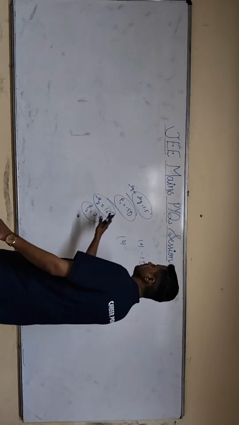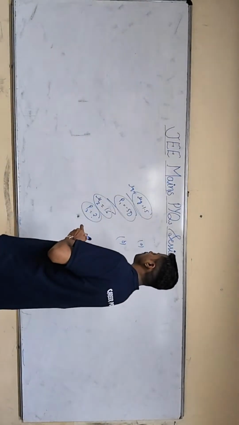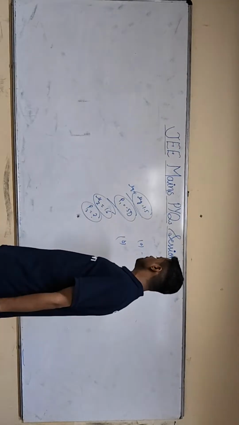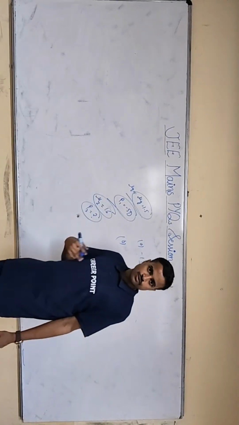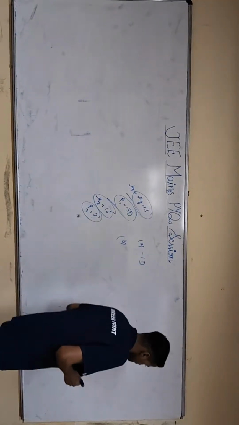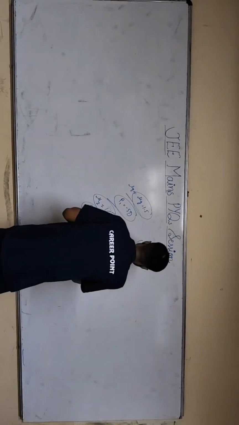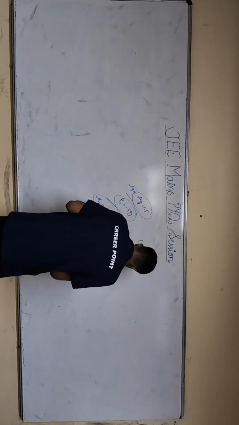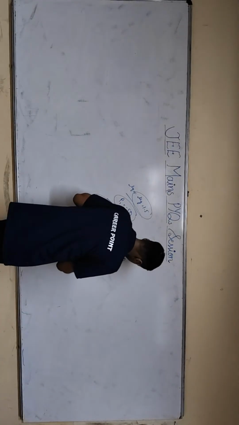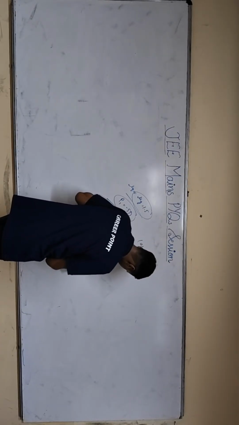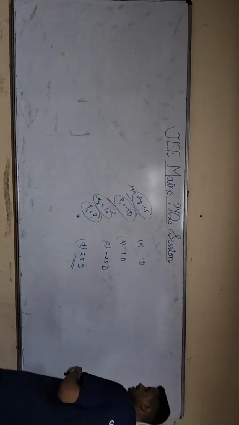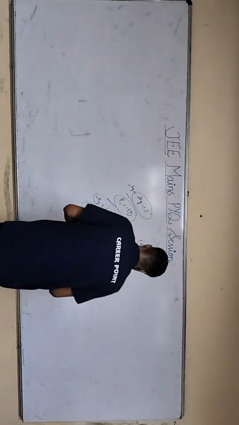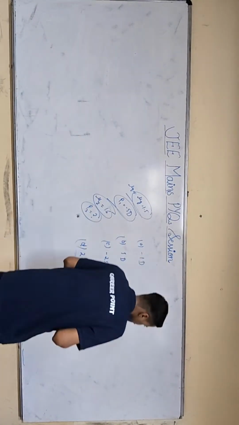Means you have these values. Mu 1 is 1.5, the optical power is minus 5, and similarly when the refractive index is 1.6, determine the value of P2. There are four options. First of all, you have to solve the question yourself. So pick up the right option.